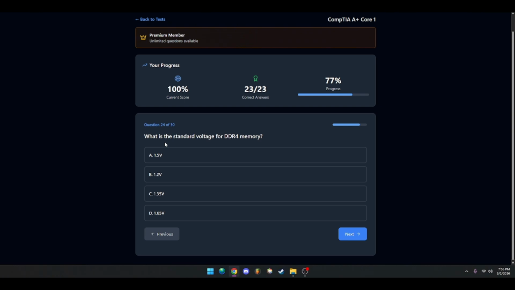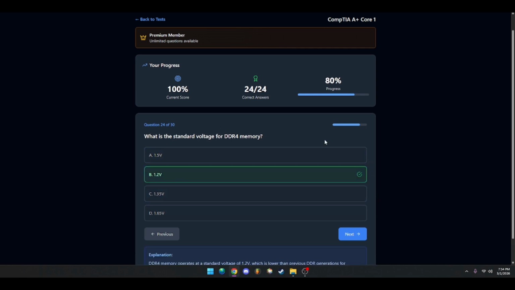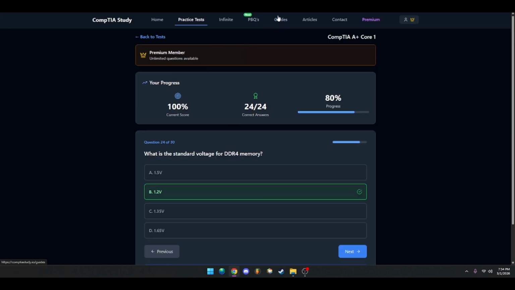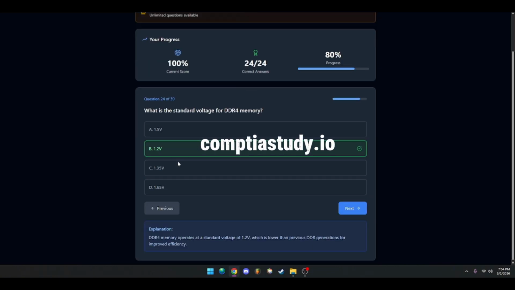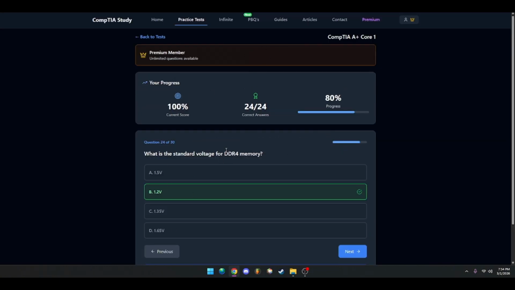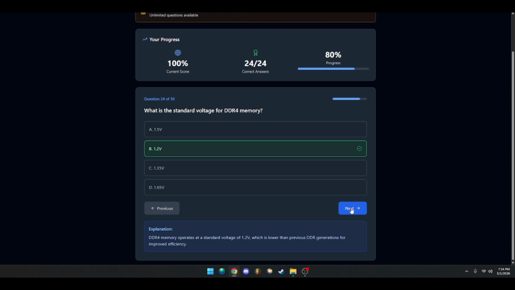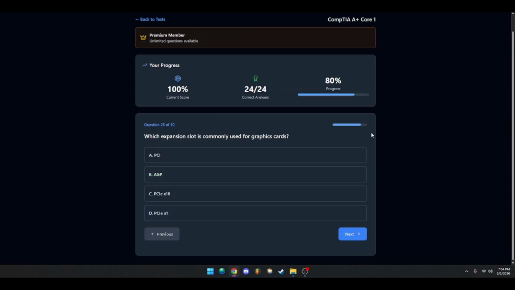What is the standard voltage for DDR4 memory? Give you guys a moment to think. And of course, the answer will be 1.2 volts. This is strictly memorization. We have all the information you need in our guides on our website. We have all the information that you need regarding this type of stuff for the A+ Core 1 in our guide section on our website. Regardless, let's move on. Question 25.